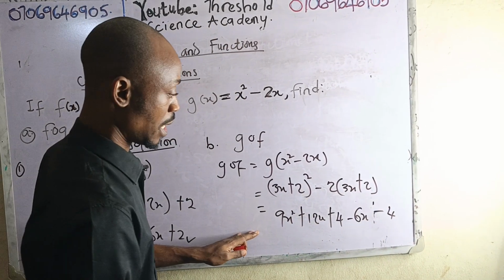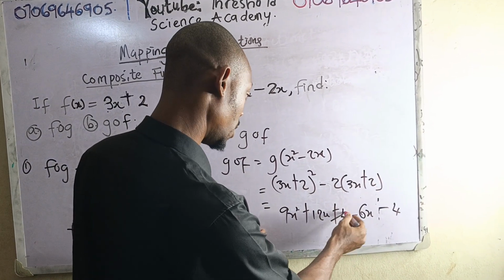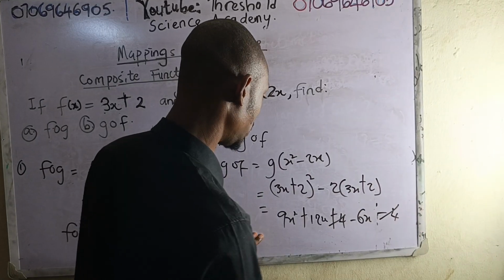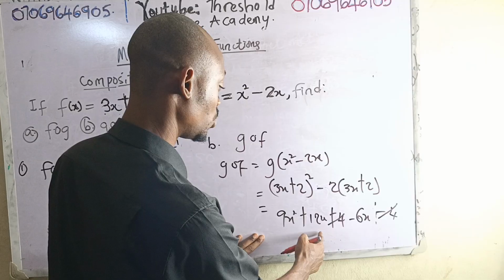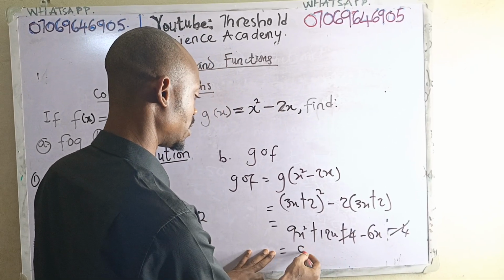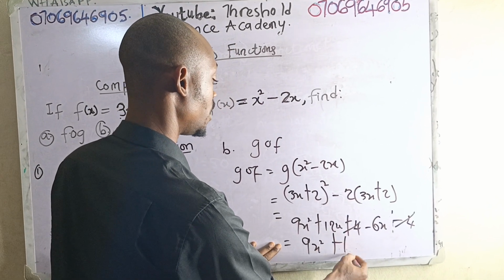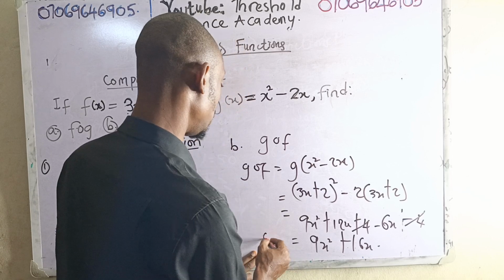Okay. So I'll just simplify. First of all, plus 4 is going to cancel minus 4, and I'm left with 9x squared plus 12x minus 6x. 12x minus 6x, that's going to be plus 6x. I'm having 9x squared plus 6x, and that's my g of f.